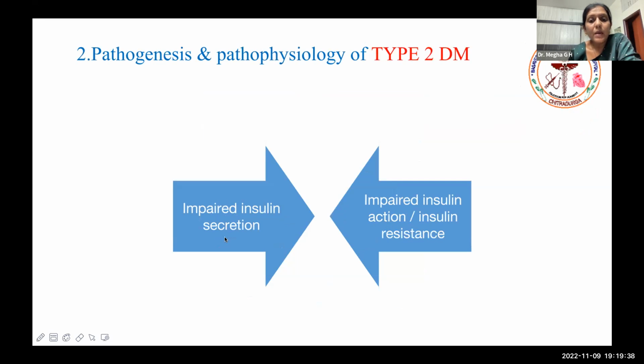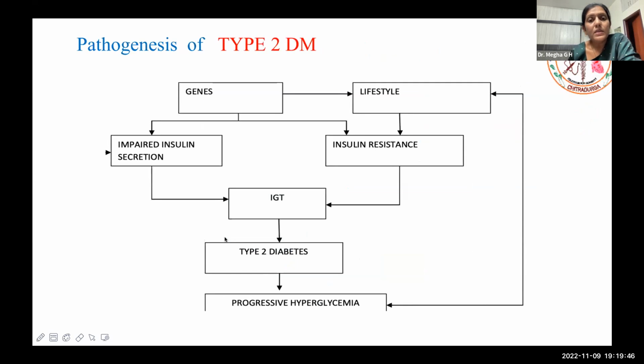Coming to the pathophysiology of type 2 diabetes, it could be because of impaired insulin secretion or impaired insulin action or insulin resistance. So the pathogenesis here is multifactorial. Multiple loci of genetic factors are involved and lifestyle is involved, and both lead to impaired insulin secretion or insulin resistance, creating impaired glucose tolerance, leading on to type 2 diabetes and progressive hyperglycemia.